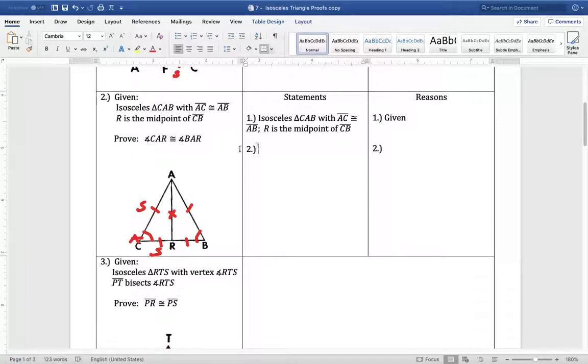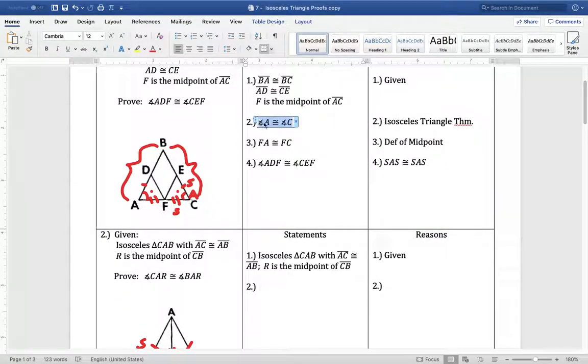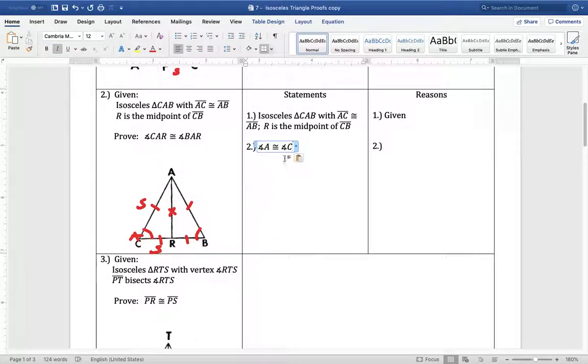So we already know that AC is congruent to AB. Check, that's already in our proof. Let's get this angle C is congruent to angle B. And I'll just kind of grab this here. Okay. So we're going to say angle C is congruent to angle B, or angle B is congruent to angle C. This is isosceles triangle theorem. Put a little triangle in there. Isosceles triangle theorem.